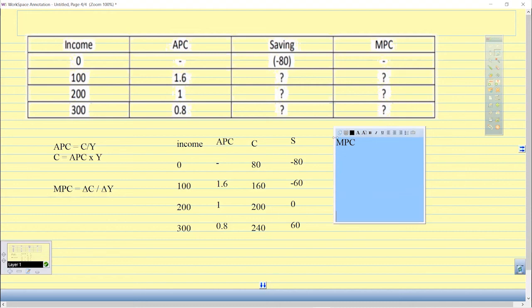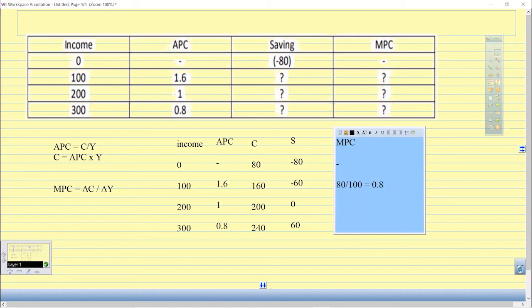Next is the part of MPC, that is change in consumption divided by change in income. First we will put a dash. Then income increased to 100, so change in income is 100. Change in consumption is from 80 to 160, 160 minus 80. So here 80 divided by 100 is equal to 0.8.